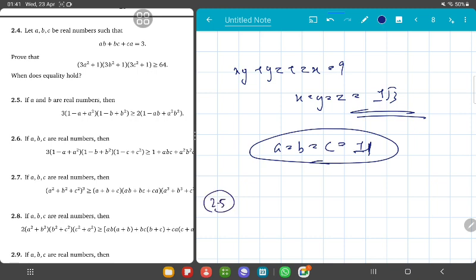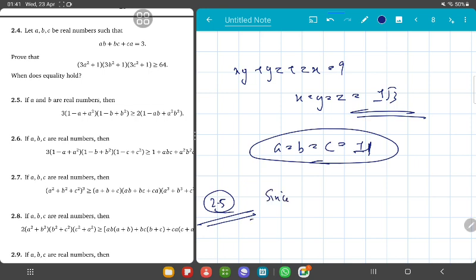So what does 2.5 say? The 2.5 inequality. Alrighty. How can we prove this thing? We need to prove this. How can we do that?